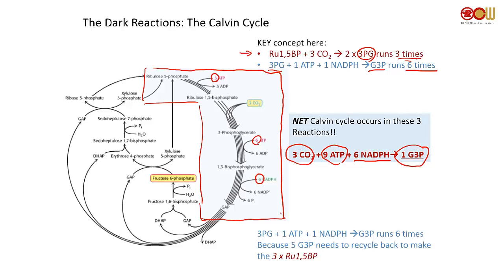3 ATP, 6 ATP, so total 9 ATP, 3 CO2s, and 6 NADPH. Done. And then this is your product, DHAP or G3P. Okay? So this is the net reaction for photosynthesis. Right? And G3P is the same thing as DHAP. Okay?